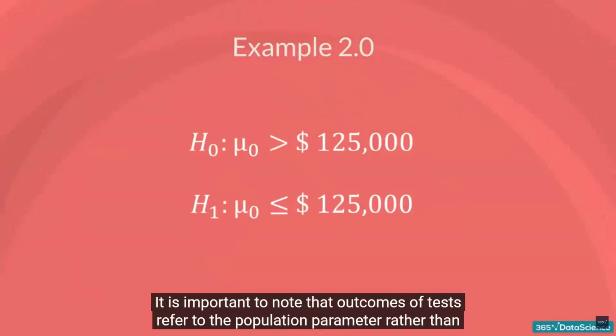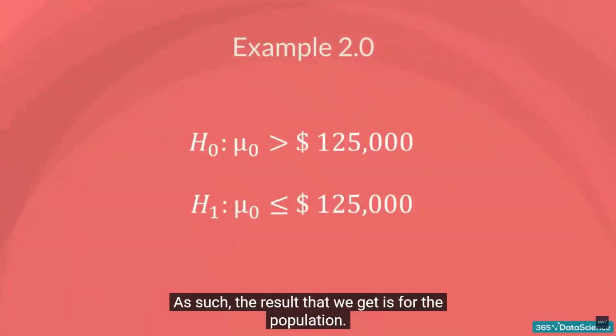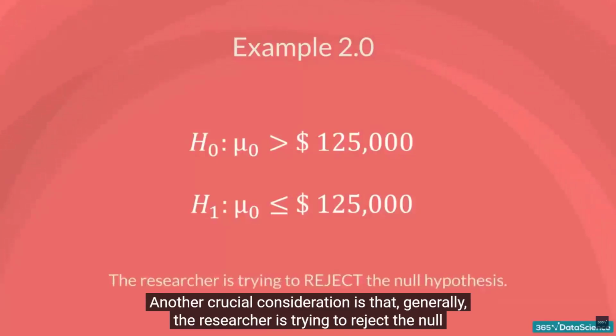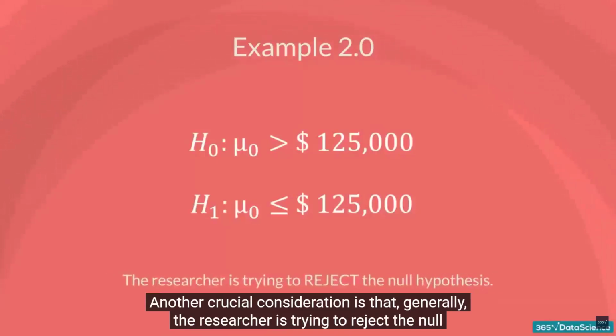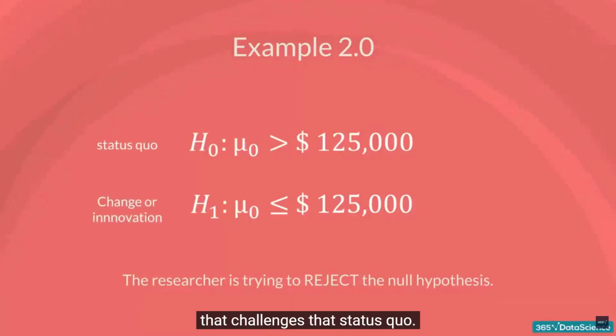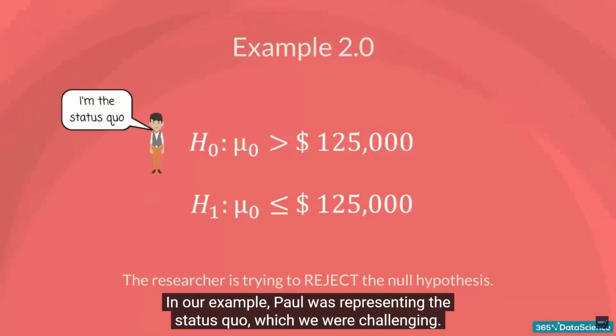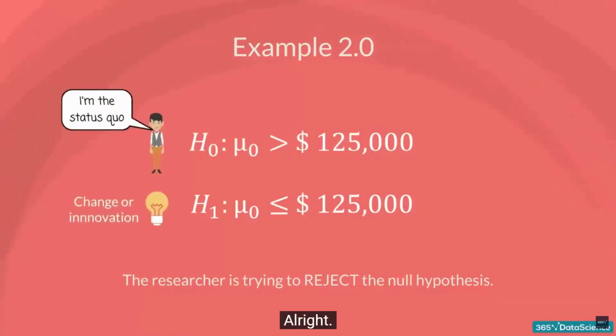It is important to note that outcomes of tests refer to the population parameter rather than the sample statistic. As such, the result that we get is for the population. Another crucial consideration is that generally, the researcher is trying to reject the null hypothesis. Think about the null hypothesis as the status quo, and the alternative as the change or innovation that challenges that status quo. In our example, Paul was representing the status quo, which we were challenging.